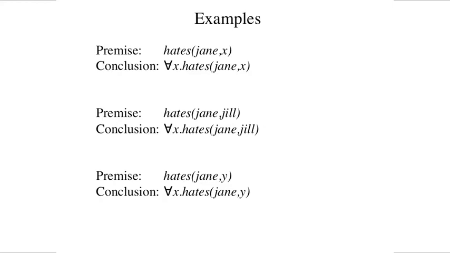Note that we can also apply the rule to sentences that don't contain the variable that is quantified in the conclusion. For example, from the sentence hates Jane Jill, we can infer for all X hates Jane Jill. Also, from the sentence hates Jane Y, we can infer for all X hates Jane Y. Admittedly, these are not particularly sensible conclusions. However, the results are correct, and the deduction of such results is necessary to ensure that our proof system is complete.